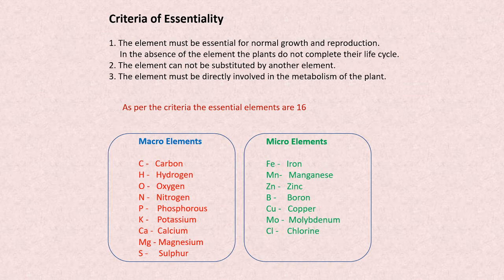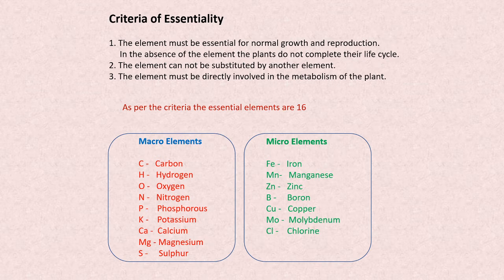Some elements are immobile and they are not translocated from older to younger leaves, so their deficiency symptoms appear in younger leaves. For example, deficiency of calcium, sulfur, and micronutrients except zinc appear in the younger leaves. Otherwise, for potassium, nitrogen, and magnesium, the symptoms appear in the older leaves because they are mobile. But in all other elements except zinc, which are immobile, the deficiency symptoms appear first in the younger leaves.